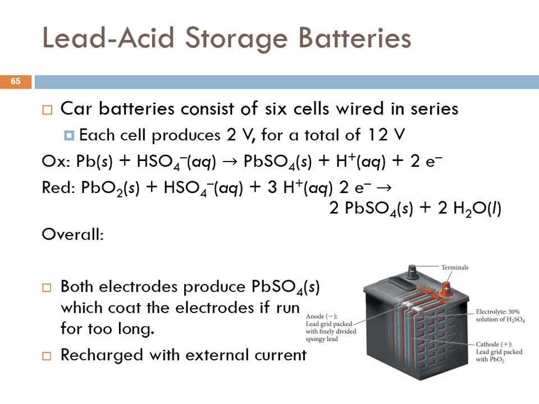Lead storage batteries. These are car batteries, basically. Car batteries can have 6 electrochemical cells in them that are wired in series. Each cell produces 2 volts, and when you string them together like that, you get a total of 12 volts, which is what your car is designed for. They're called lead acid because they involve lead and acid.